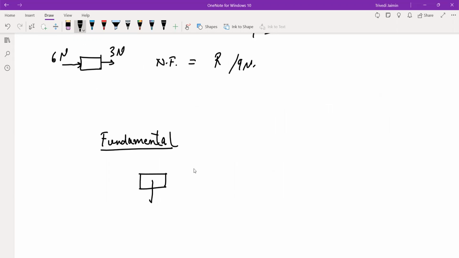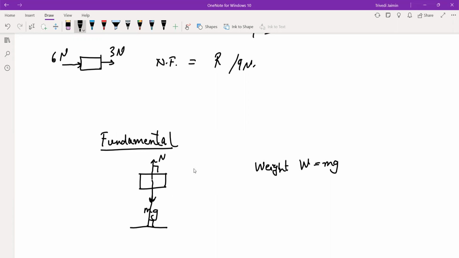Weight is always downward. Weight W equals mg, always downwards towards the Earth's surface. M is the mass of this box. And normal force is always perpendicular to the surface. This is a surface and this is Earth's surface, towards the Earth's surface.